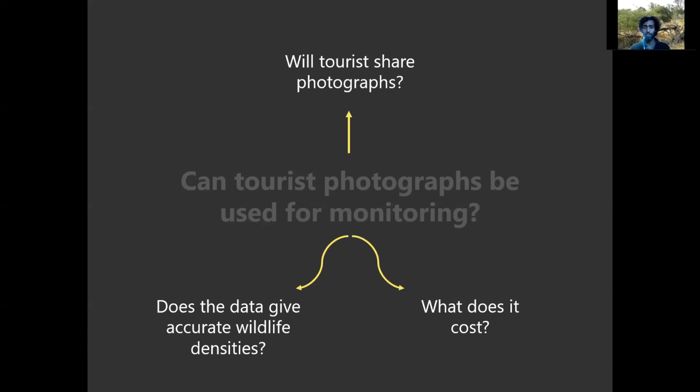And then finally, what does it cost us? Because even if we can get these densities, if it costs us an arm and a leg to get them, we end up with that same issue of sustainability. We end up in this catch-22 situation around resources again. So, how did we set out to answer these questions?